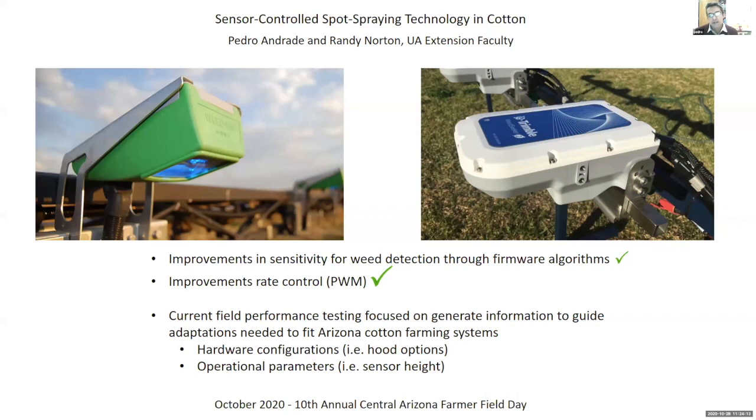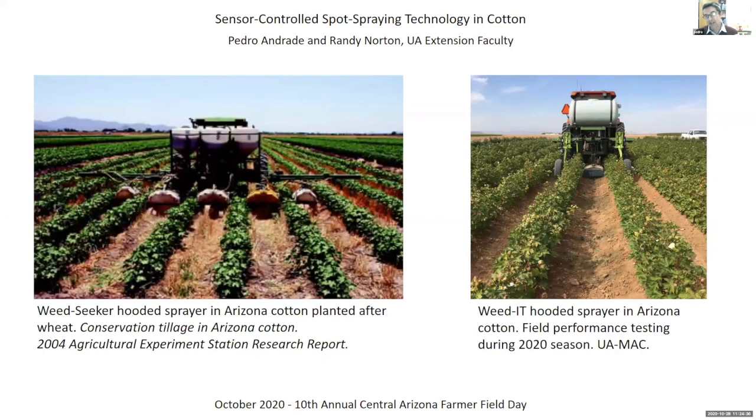So our work, the way we see it in 2020, is focused on generating information to see how we can adapt these systems. Even from the pictures you can see on top, this is not cotton. This is not even a row crop of some kind. So I'm going to go back to the previous image. This is our cotton, and this technology needs to be adapted to our systems in cotton to be useful.